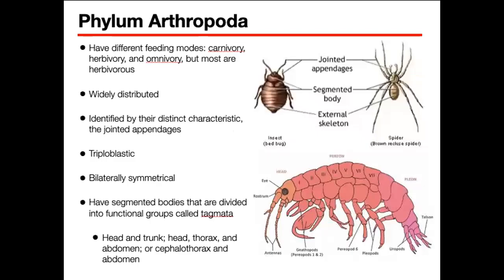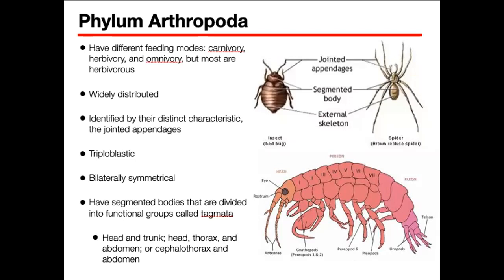And the last phylum for invertebrates, yay, will be on phylum Arthropoda. Okay? And these organisms, yung salient features naman nila, they have these jointed appendages. They have the exoskeleton and then they have these jointed appendages. Appendages, ito yung mga extensions from the body. If this is the body, these extensions right here is what we call appendages. Okay? They have different modes. They can be carnivorous, herbivorous, omnivorous, but mostly are herbivores. And they are also triploblastic and bilaterally symmetrical. And meron din silang segmented bodies.